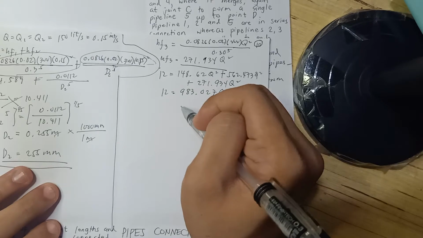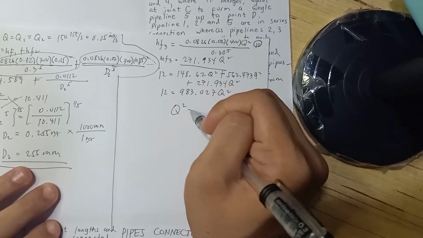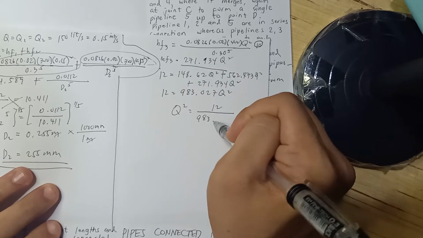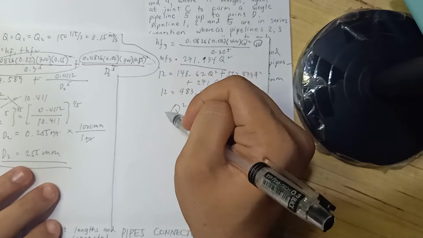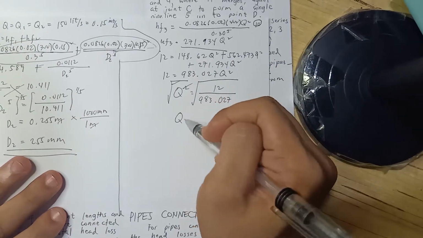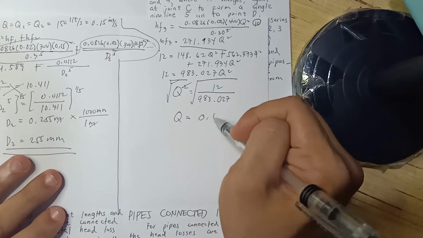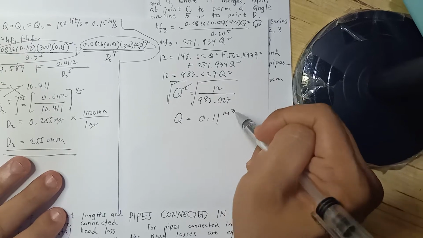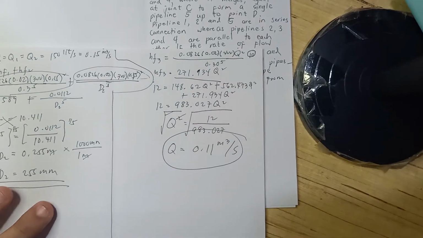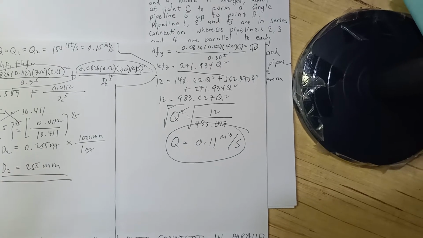So therefore, doing the math here, Q squared equals 12 over 983.027. So square root both sides, cancel the squared. So Q now is 0.11 cubic meter per second. So this is the answer. I think we're good, no?